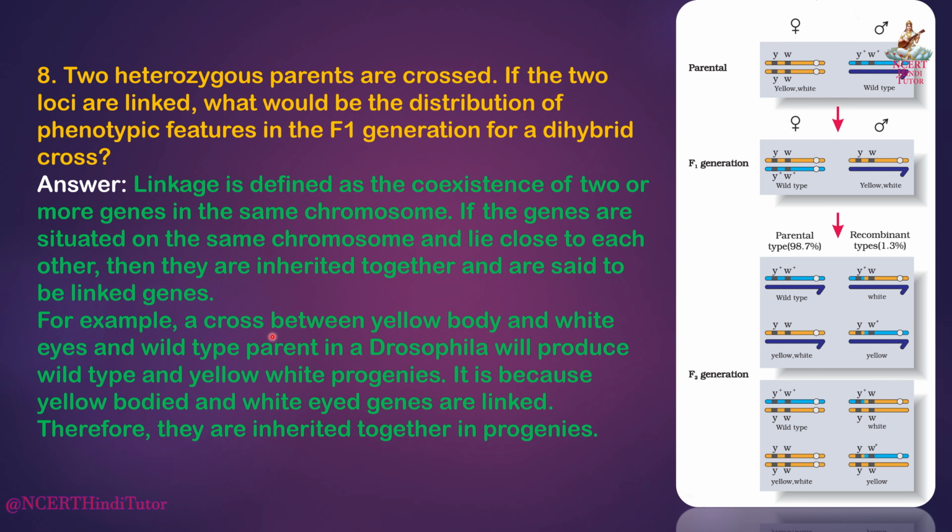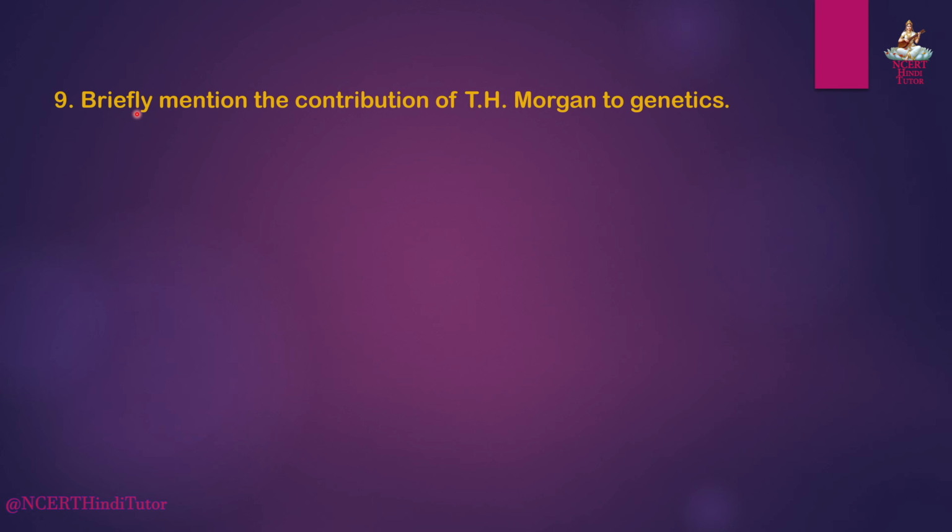For example, a cross between yellow body and white eyes and a wild type parent in Drosophila will produce wild type and yellow white progenies. It is because yellow body and white eye genes are linked. Therefore, they are inherited together in progenies. This is the diagram.